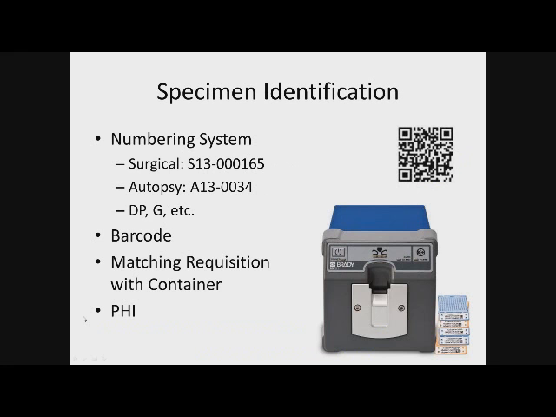In order to reduce errors, most hospital laboratories have switched to specimen identification numbering systems specifically designed to separate things like surgical cases from autopsies, GI specimens, etc. Another thing that they've incorporated is barcodes, which serve 2 main purposes. They aid in the cutting of the specimen. When the grossing technician is grossing in the specimen, they can compare the barcode on the label to the barcode that's on the cassette itself.